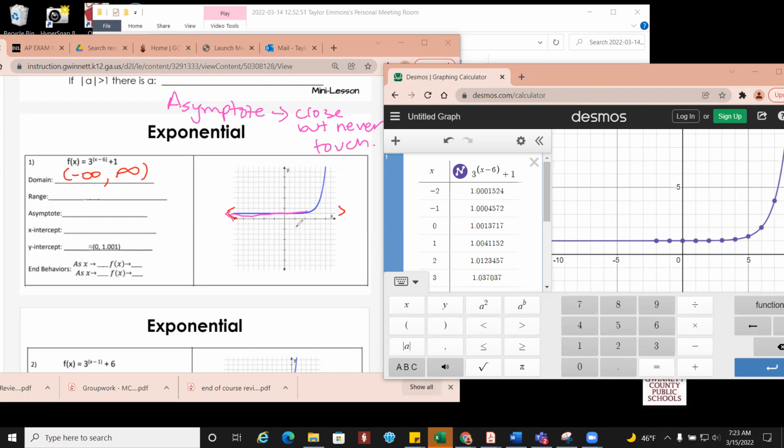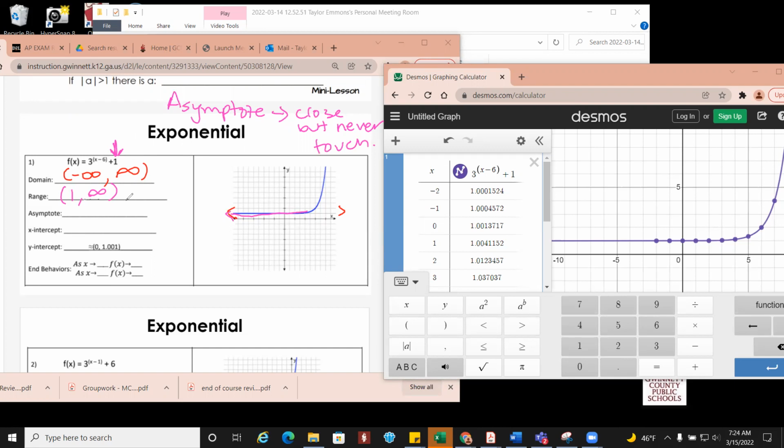So what's that number that it gets really close to? 1, right? And we can see that from our equation. You can see that right here. So our range is going to be from 1 to positive infinity. And notice how I use parentheses and not brackets, because it never actually touches 1.